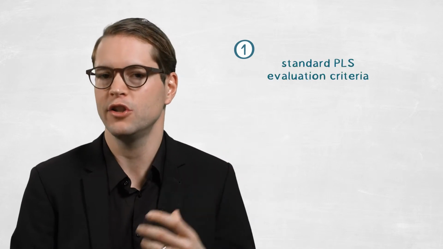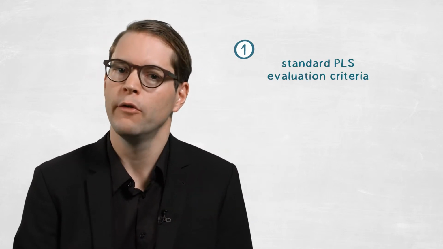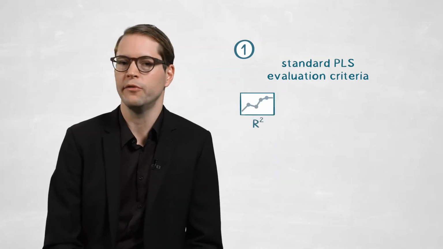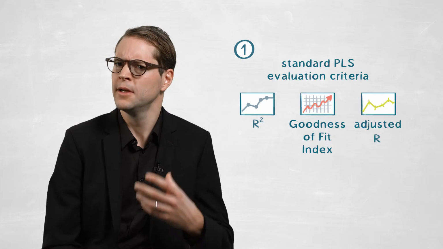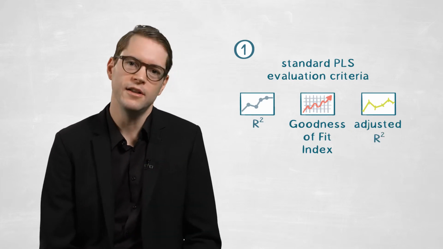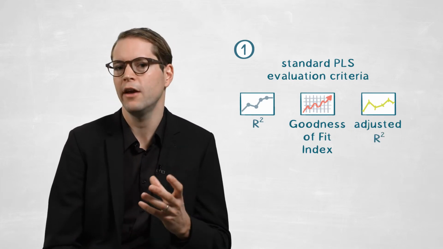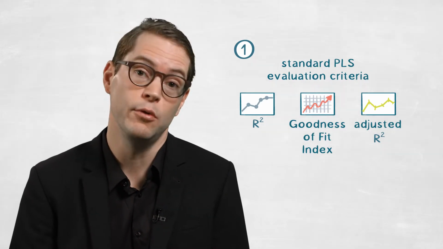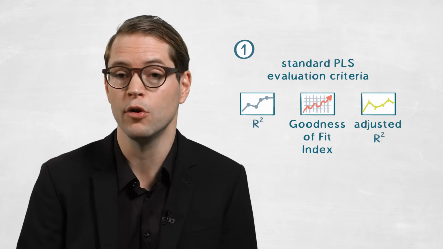Basically, we can distinguish two types of findings as a result of our Monte Carlo simulation study. In the first group of findings, we considered what we would call standard PLS evaluation criteria. These are well known for model evaluation in PLS, like the R-square, the goodness of fit index, or the adjusted R-square. These metrics have not been specifically designed for model comparison, so it's a bit unfair really to use them in this context. But we were nevertheless interested because many researchers have used the R-square for model comparisons.